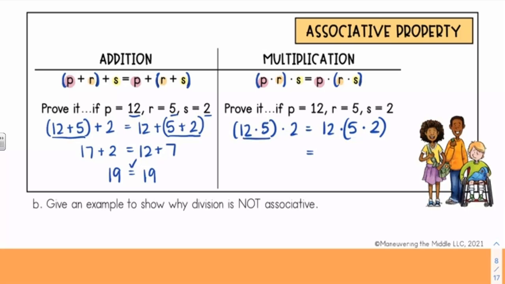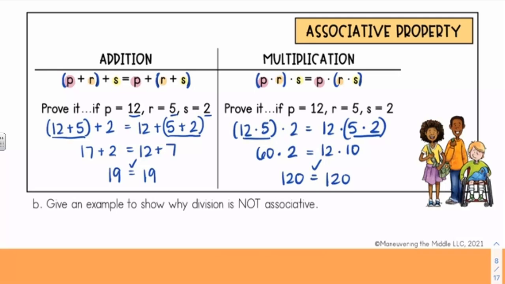So I'll simplify what I have on the left first. In parentheses, 12 times 5 is equal to 60. And then 60 times 2 is 120. Now the right side of this equation, I would first simplify what's in parentheses. So I'm going to copy the 12. And inside of parentheses, 5 times 2 is equal to 10. And then 12 times 10 is equal to 120. So again, we showed that no matter which sets of numbers we group together in multiplication, these expressions were still equivalent.